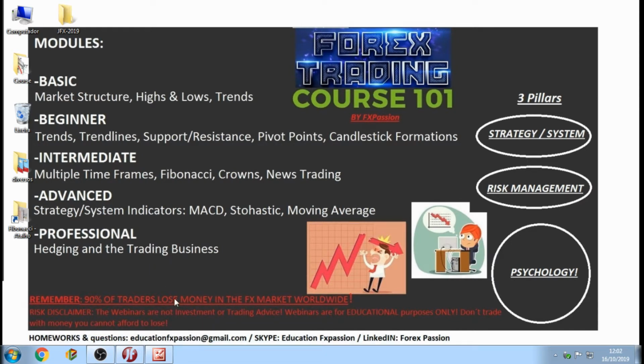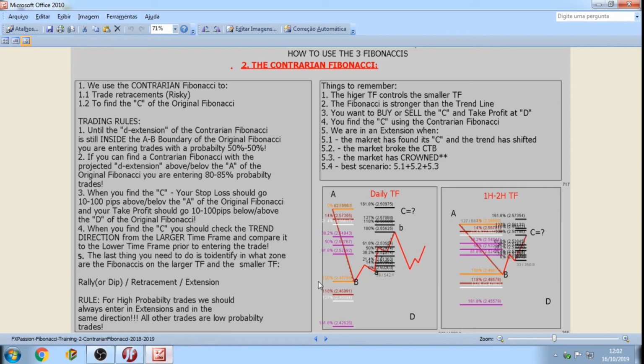That being said, today's title is how to find the Contrarian Fibonacci in an uptrend. So this is the picture from yesterday. We started yesterday talking about the Contrarian Fibonacci.